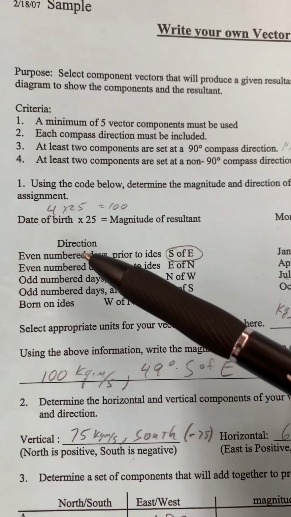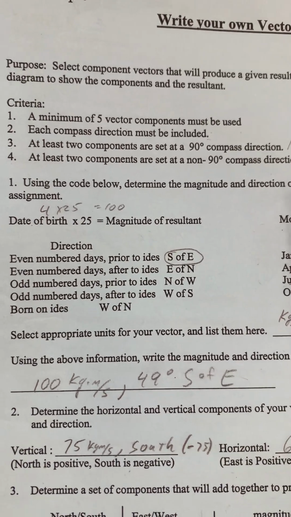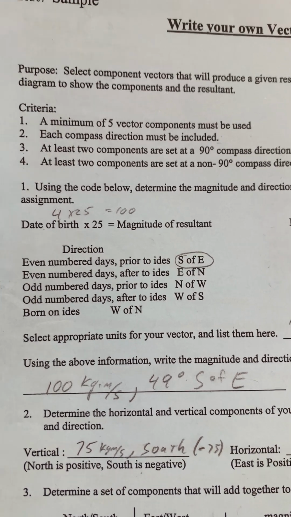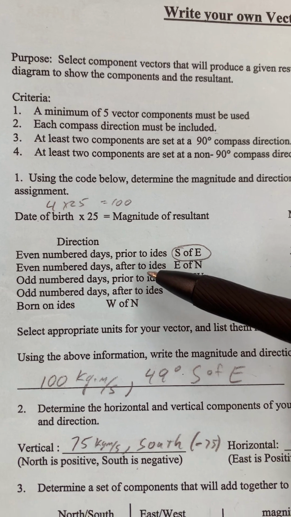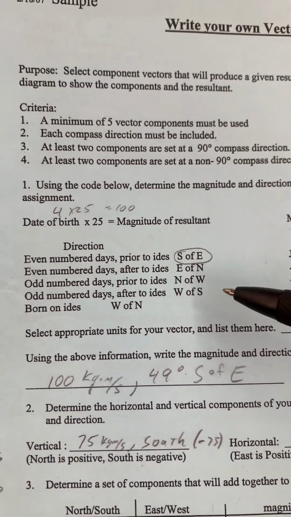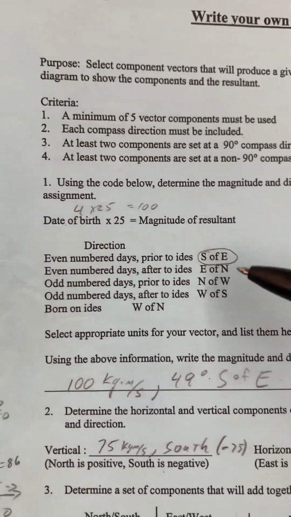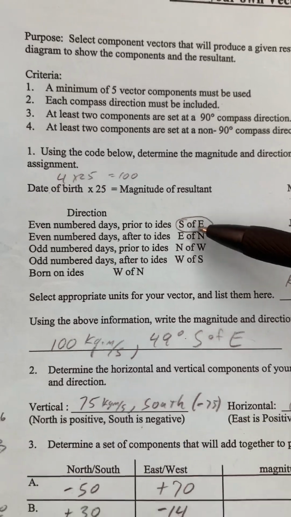Then the direction is based on the ides of the month. Now, if you don't know, the ides are the 15th of the month. So it's even numbered prior to, even after, prior to, after. So the 4th is less than 15, so it would be prior to the ides. Again, the ides are the 15th of the month, so it would be south of east.